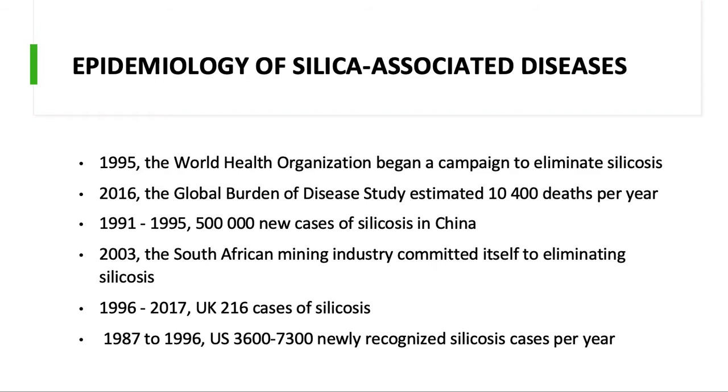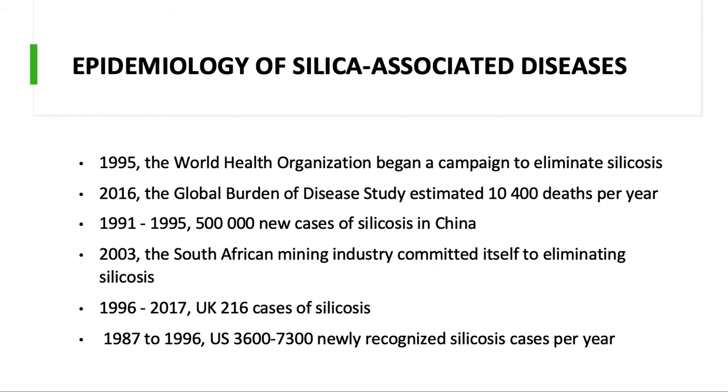Between 1991 and 1995, there were more than 500,000 new cases of silicosis in China. The industry with the highest contribution in China was mining, with an estimated prevalence of 6% among coal workers. About 12% of cases came from metallurgy and 8% of cases from construction material manufacturing.